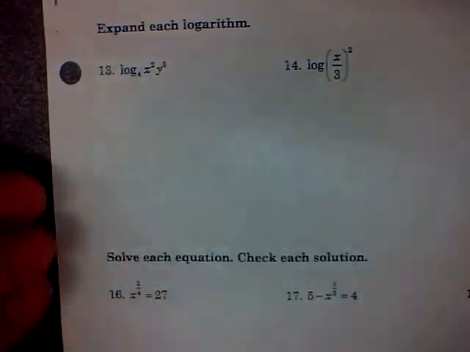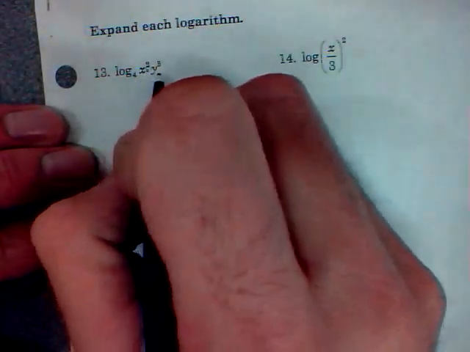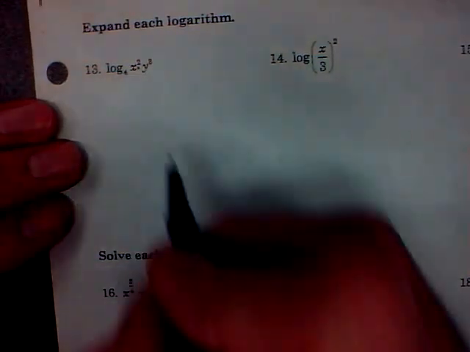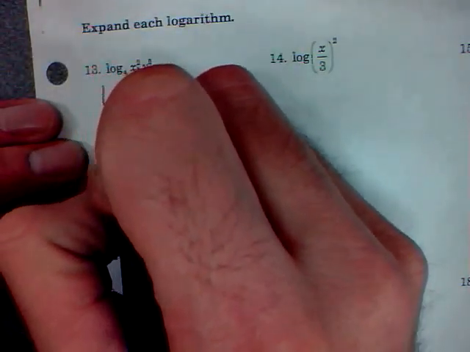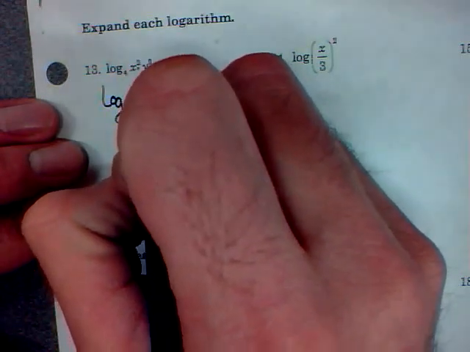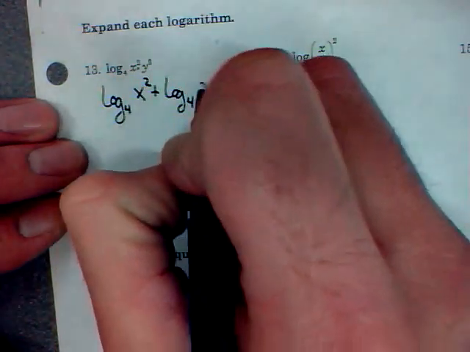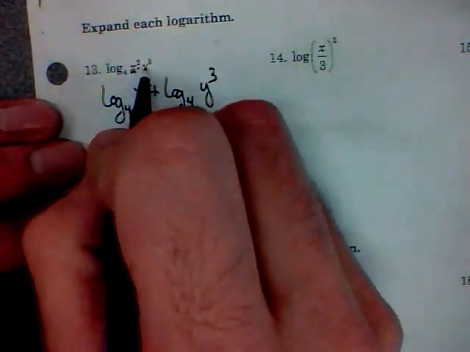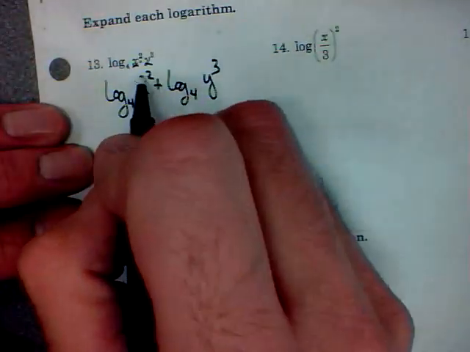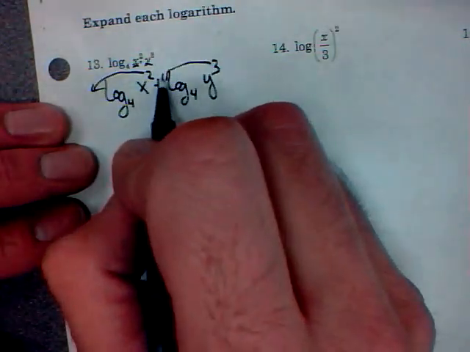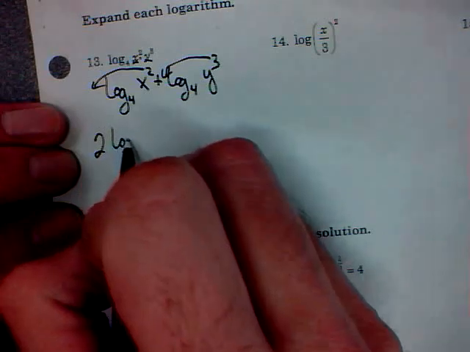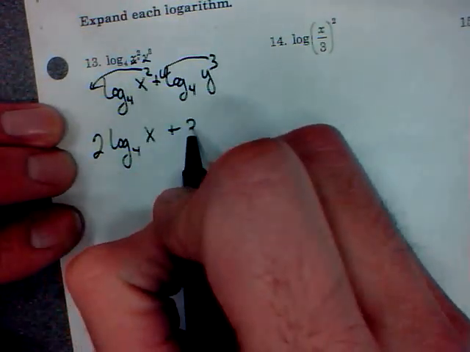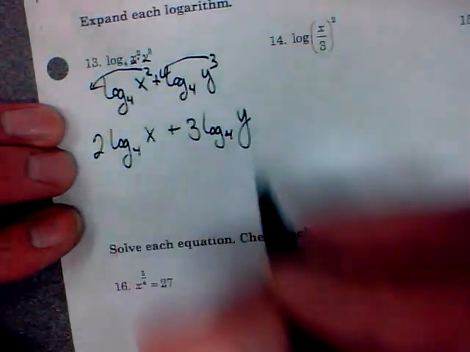In questions 13 through 15, we are going to go the reverse order, which we just did. So we're going to split this up. So you're looking for things that are multiplied or divided together. So we've got two values that are multiplied together here. So we're going to break this up into two logs. Log base 4 of x squared plus log base 4 of y cubed. So you take the log of each of those, and then the powers are going to move out in front. So this is 2 log base 4 of x plus 3 log base 4 of y.